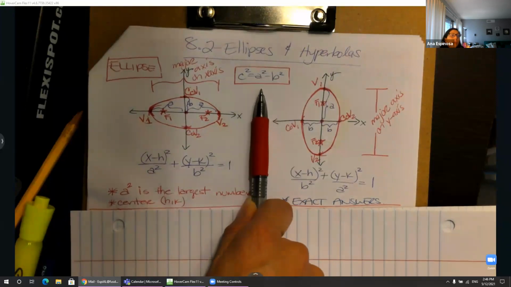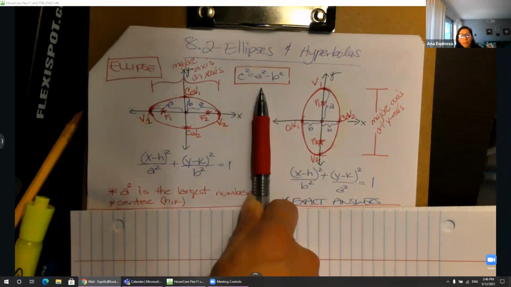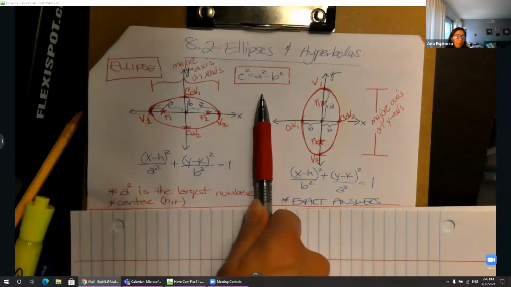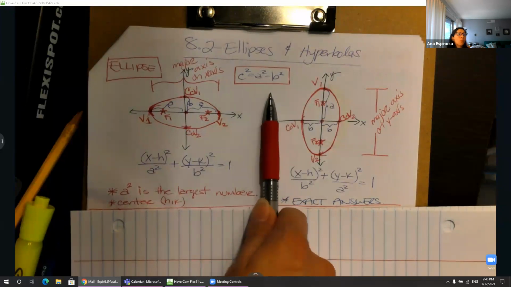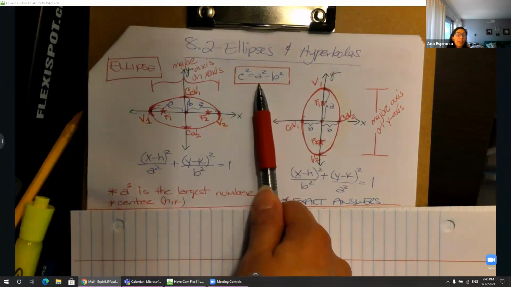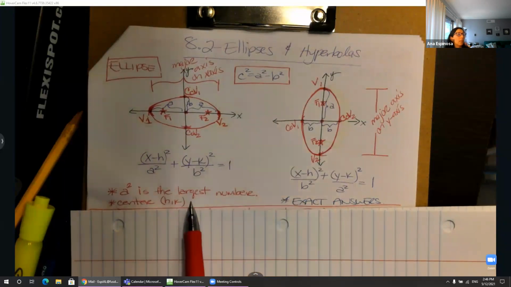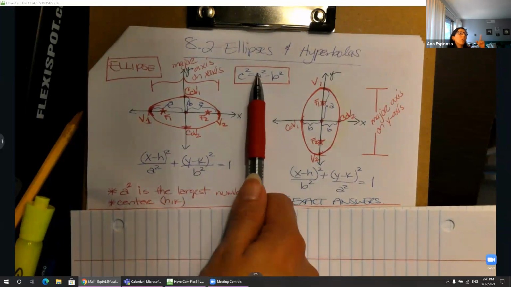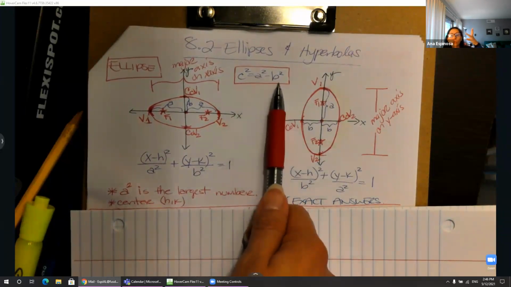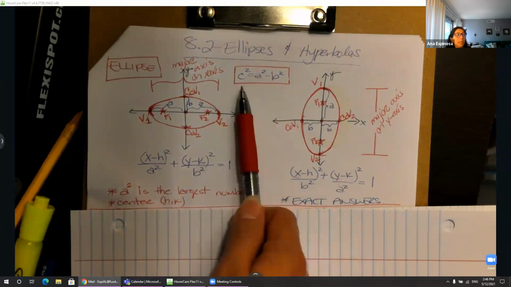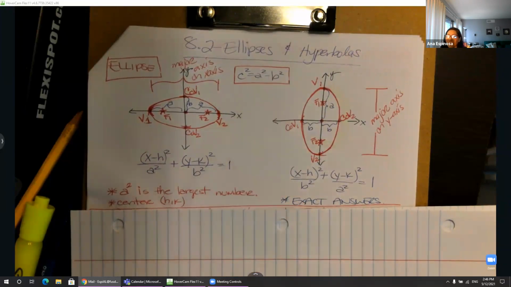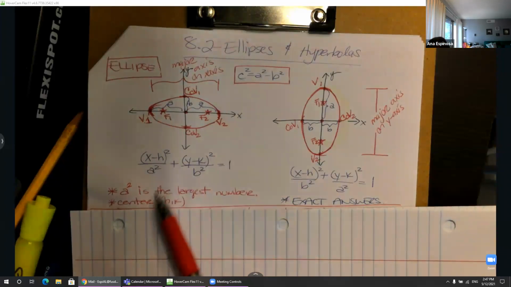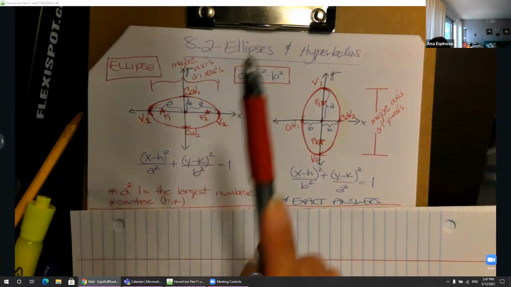This is not the Pythagorean theorem. Please, please do not make that mistake. This is not the Pythagorean theorem. That's why it is important that the A value is the largest. Notice here, A squared is the largest number. Why? Because that will give you a large number minus a small number, which would produce a positive number. If you mess these up, you'll end up with a negative, and that won't make sense. So that's why it's important that A squared is the largest number, so this formula can work.